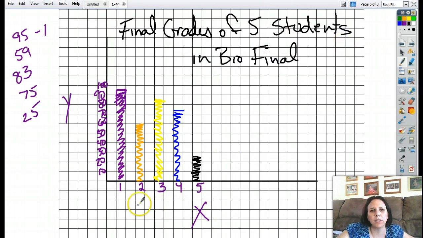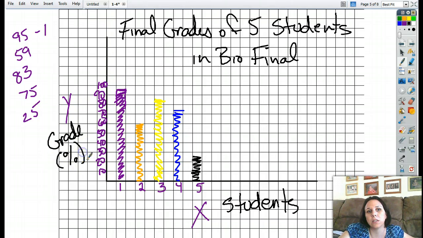Okay, what am I measuring down here? I'm measuring the students. Okay, now you don't need a unit on this one because we know that the unit is the student, the individual person. So we don't need units down here. But over here, what are these numbers? That's their grade. How is it measured? In percent. So I've got the what am I measuring and the how did I measure it. Okay? So now I've got the basics of a bar graph.